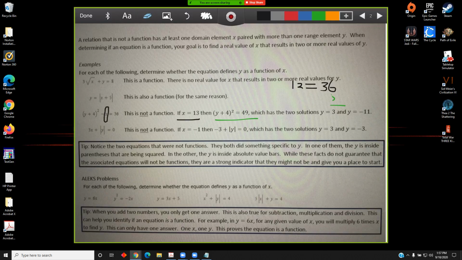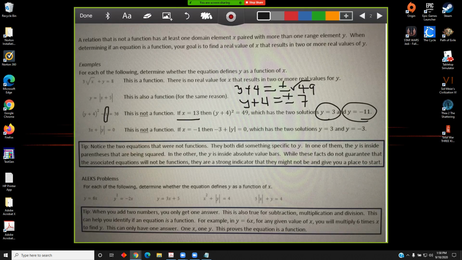If we then apply the square root property to that equation, we would get that y plus 4 equals plus or minus the square root of 49. Y plus 4 equals plus or minus 7. That's actually two equations in one. Y plus 4 equals 7, which has the solution 3, and y plus 4 equals negative 7, which has the solution negative 11. So we can see that we have one x leading to two y's, one input leading to two outputs. And for that reason, this equation is not a function.